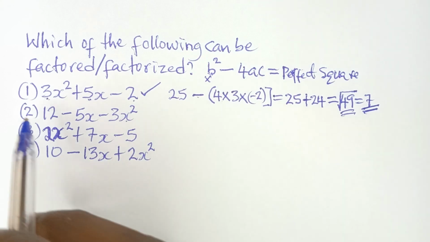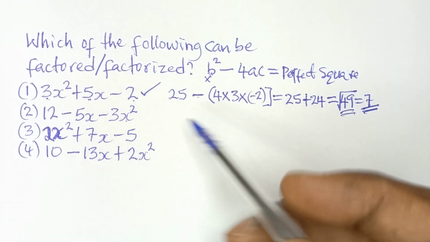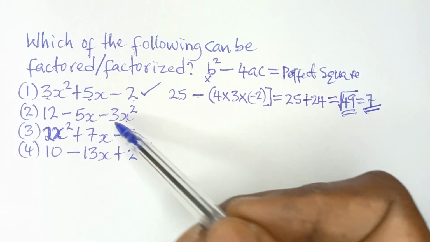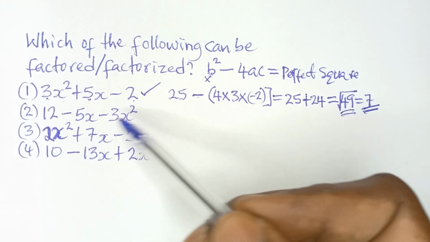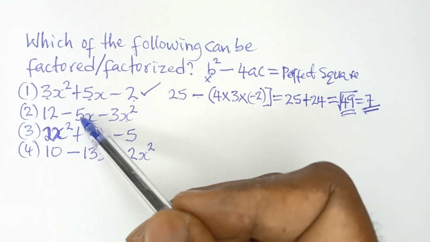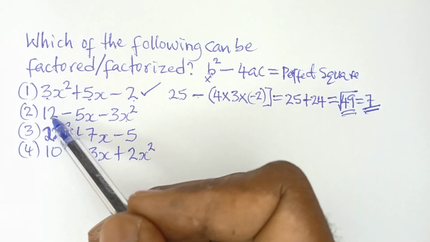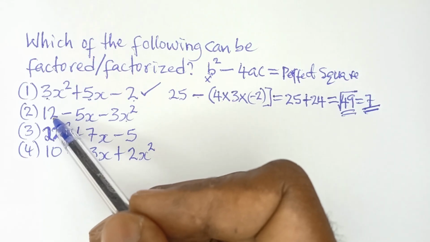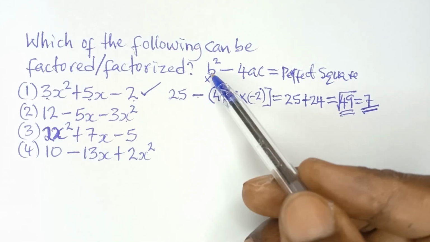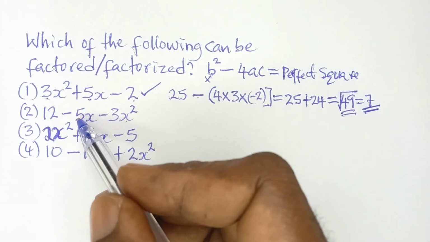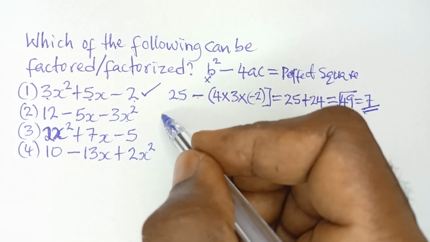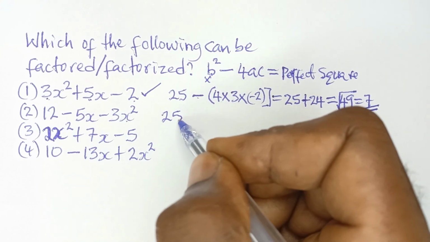Now, in the same way, let's look at the second part here. In this second part, A is -3, the coefficient of x squared. B is the coefficient of x, which is -5. And C is 12. So how do you know if this can be factored? We go ahead and say b squared. B squared in this case is also 25, because -5 multiplied by -5 gives positive 25.